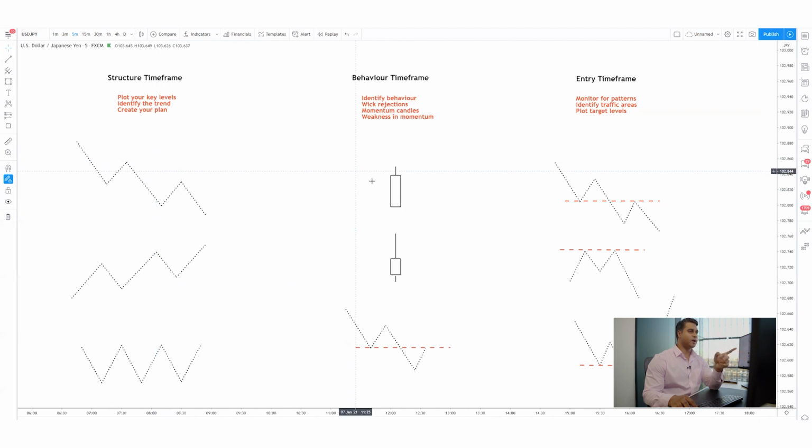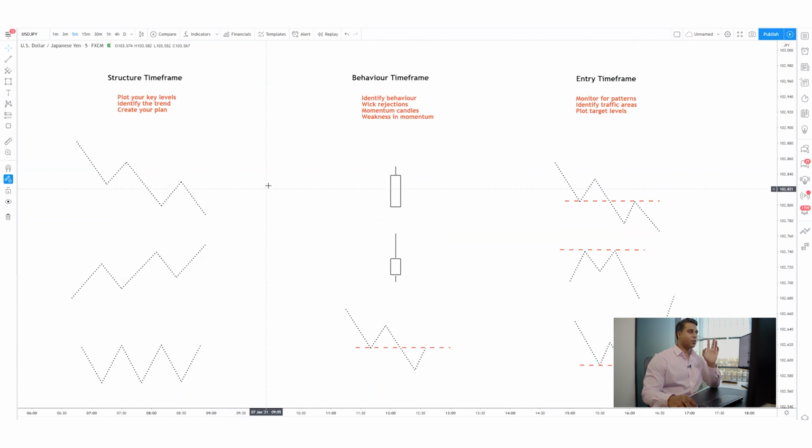When you move over to your behavior and entry time frame, that's the only direction you should be taking a trade. If the market structure is up, making higher highs and higher lows, then when you go down to your behavioral time frame and your entry time frame, you're only taking buys. When the market is moving sideways, guess what? You're not trading, okay? That's it, you're not trading.